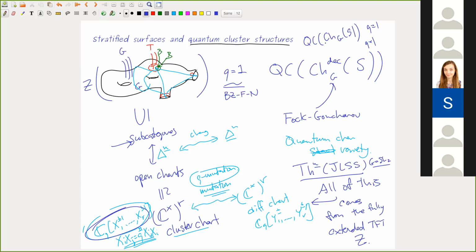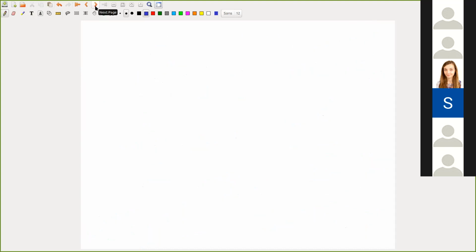Okay, cool. And I just wanted to understand the definition of this decorated character variety of S. You said the elements of this set are correspondences between G local systems and T local systems on S. Yeah, let me just write that. To answer the question, let me write a bit more slowly what this is a moduli stack of.